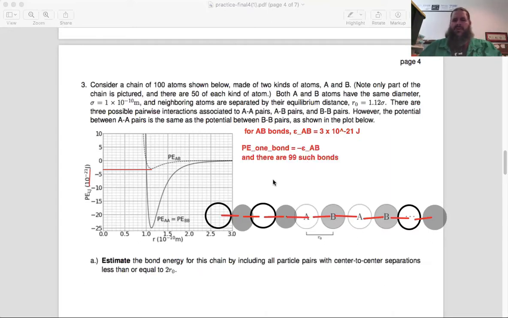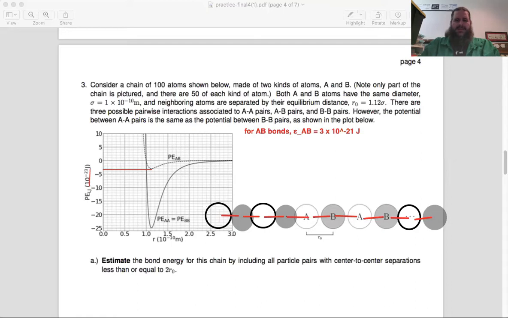So how would we figure out the potential energy of all 99 of those bonds? We've got 99 bonds, and each one has this much energy. What could we do to get the energy of all 99 bonds? You would just multiply. Yeah, we can just multiply that. 99 bonds times negative epsilon AB. That'll tell us the total energy of all 99 of those bonds.